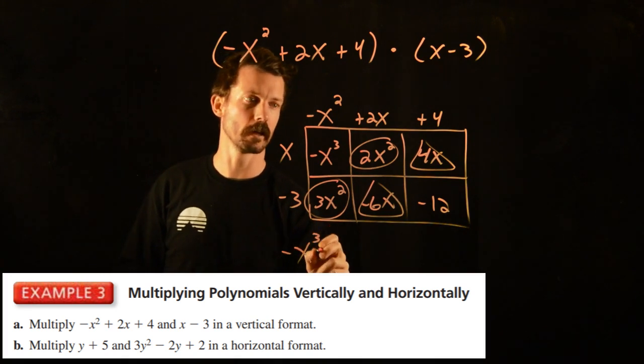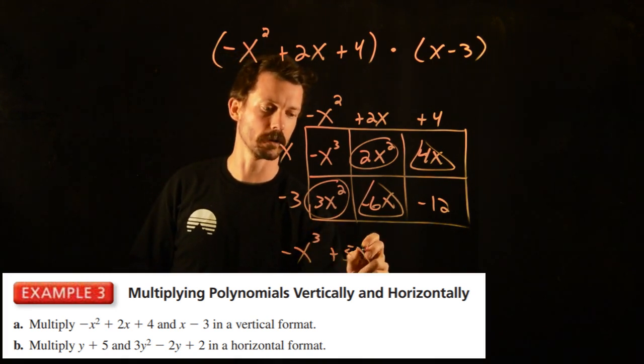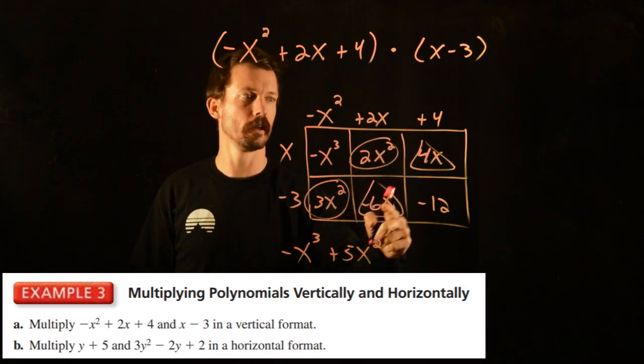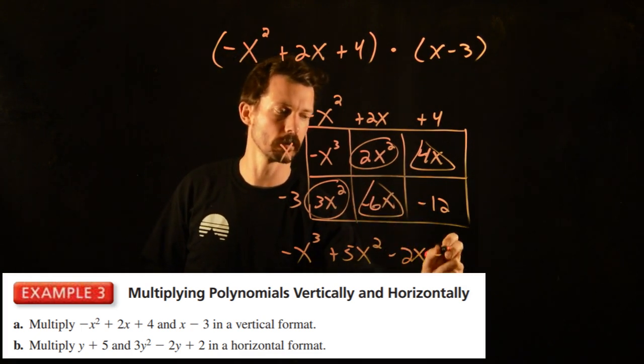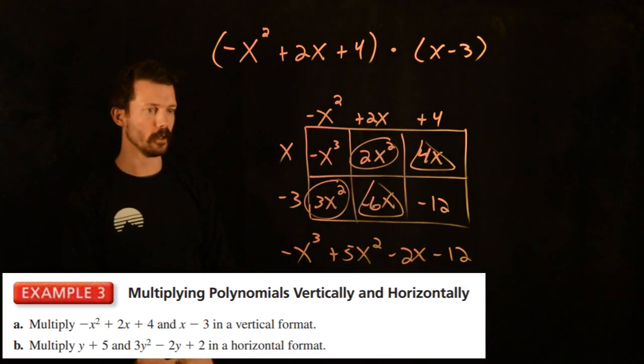So it's going to be negative 3x plus 5x squared. All I'm doing is combining my like terms there. And then I'm going to combine these and get negative 2x minus 12. So that is your final answer using the box method.